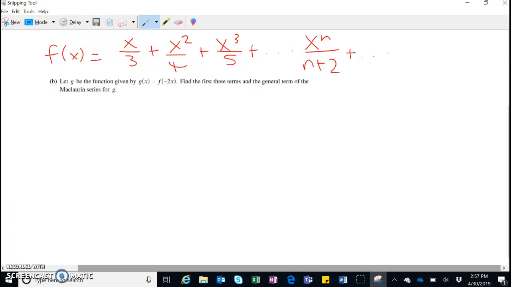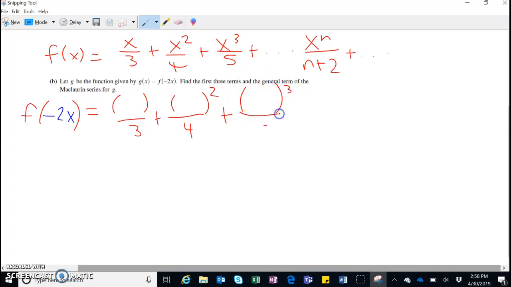I want to let G be defined as this composition of f of -2x. We're asked to find the first three terms in the general term for our Maclaurin for G. So I just went ahead and copied down what f was, and to find G, what I notice here is that G is just defining f at a different input. Instead of f of x, I'm asked to find f of -2x. I'm going to build a little skeleton here. The original function had x over 3 plus x squared over 4, x cubed over 5, and the general term was an x to the n over n plus 2.